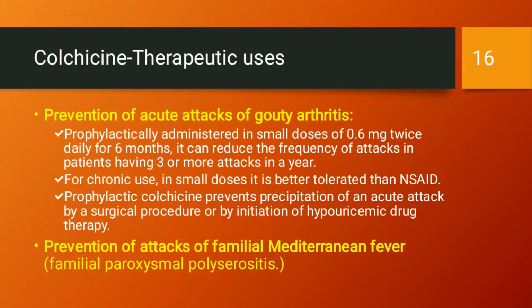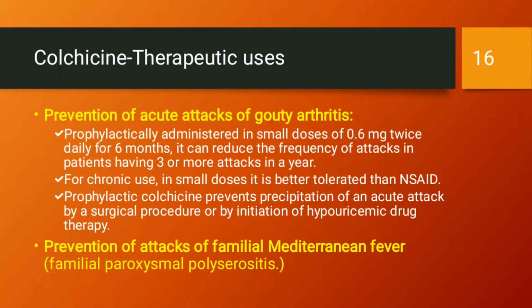So the next therapeutic use is prevention of acute attacks of gouty arthritis. Prophylactically administered in small doses of 0.6 milligram twice daily for 6 months, it can reduce the frequency of attacks in patients having 3 or more attacks in a year. Prophylactically administered means what? There is no acute attack present, but if we still administer colchicine, it will prevent the upcoming gouty arthritis attacks.